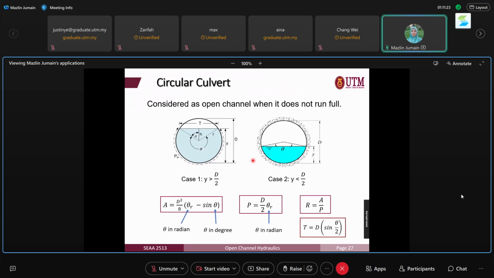And this is the equation to calculate the flow area. We have D square, where D is the diameter of the culvert, and theta R represents theta in radian, and sine theta here, where theta is in degree. To calculate the wetted perimeter, we have D over 2 times theta R. Where we have R here, the theta must be in radian. And this one is to calculate the hydraulic radius, and this one to calculate the top width.